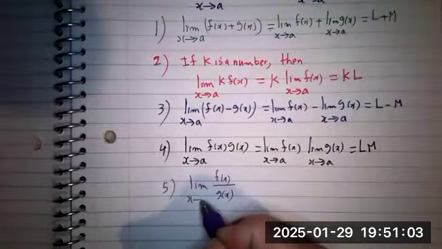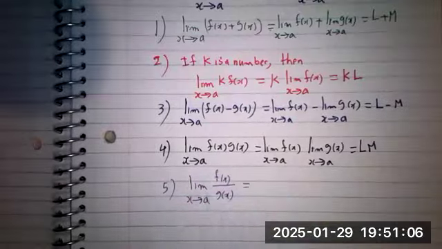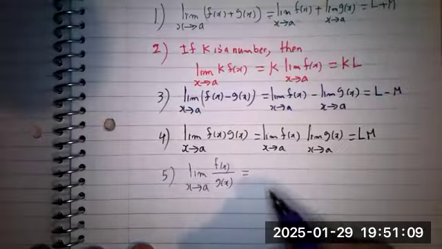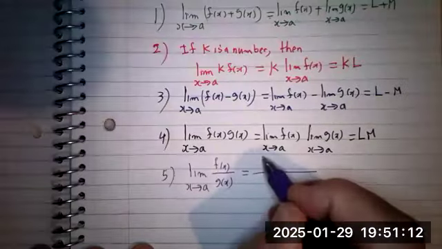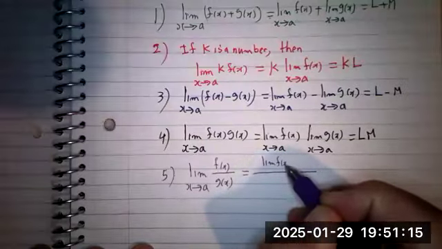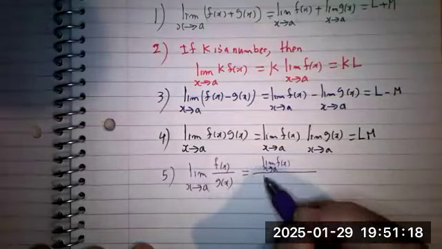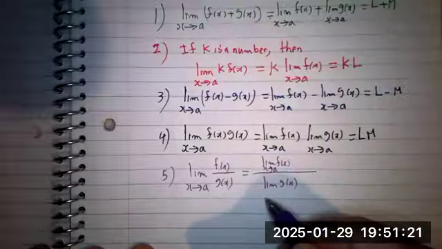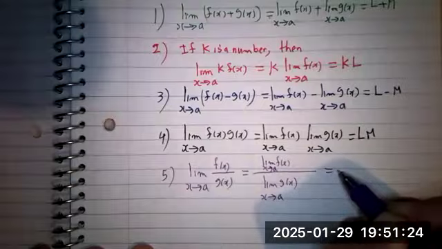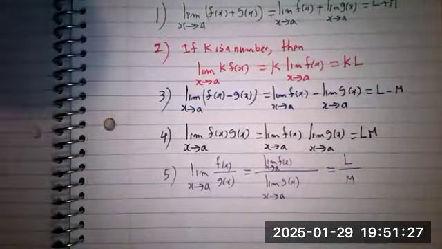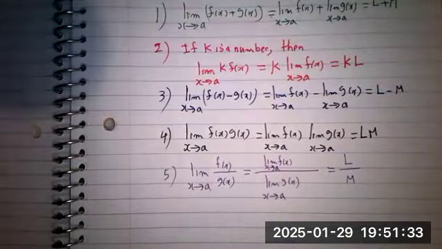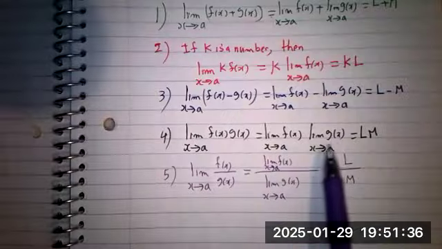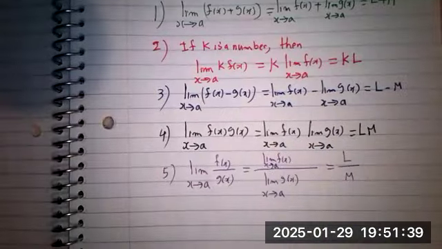So what you do, you go up and down. You find the limit of the top one, divided by the limit of the bottom one. You see, the top one is L, the bottom one is M. Again, the limit of the quotient is the quotient of the limits. The quotient of the limits, the product of the limits, the difference of the limits. Again, that will help us to be able to quickly find the limit of the given function.